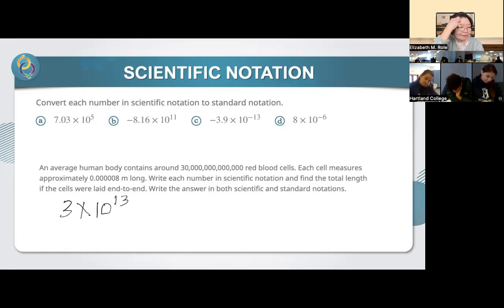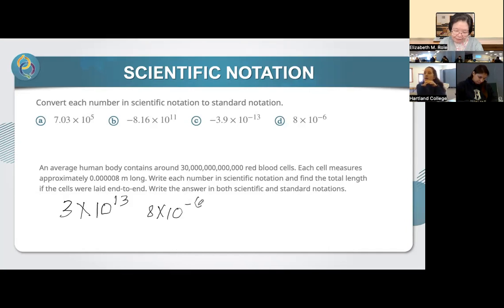For the length of each cell, that will be 8 times 10 to what power? Negative 6. Yes. You move the decimal point: 1, 2, 3, 4, 5, 6, right, until you get to 8 point something. There are 6 of them. There are 5 zeros plus the 8. So that's 10 to the negative 6.